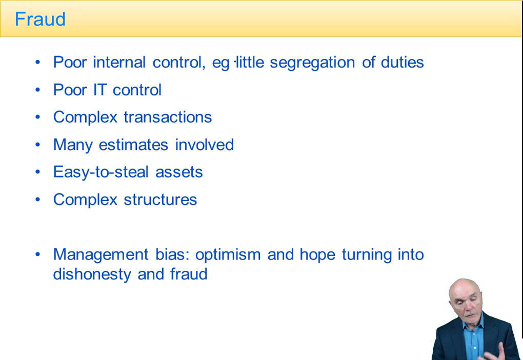Reasons for fraud, or what makes fraud easier: poor internal control, particularly bad segregation of duties, we've talked about that. Poor IT control, where anyone can log into any machine and do any transaction, leaving hardly any trace of who did it. Complex transactions that enable the fraudster to pull the wool over people's eyes. It becomes difficult to spot who and what the fraud actually is.